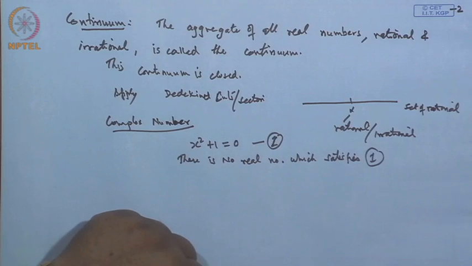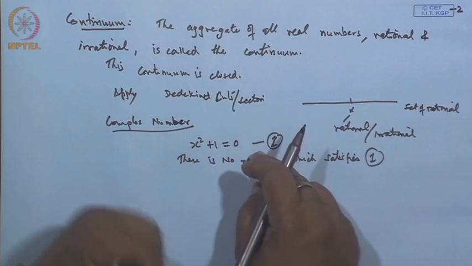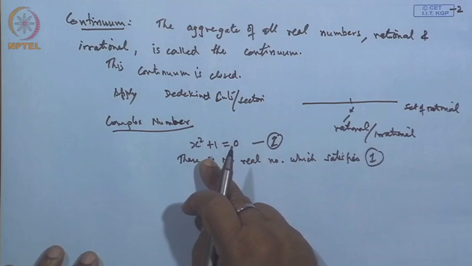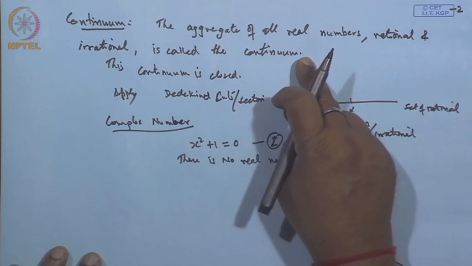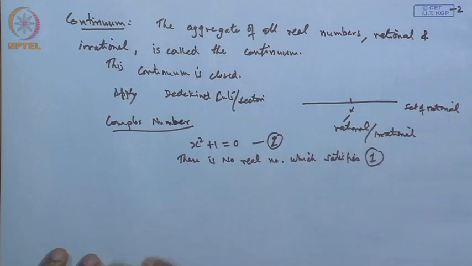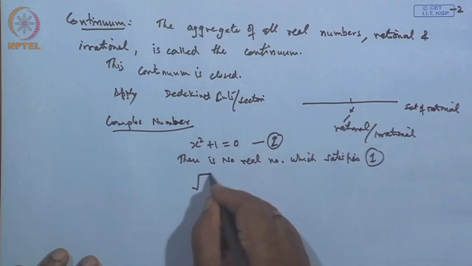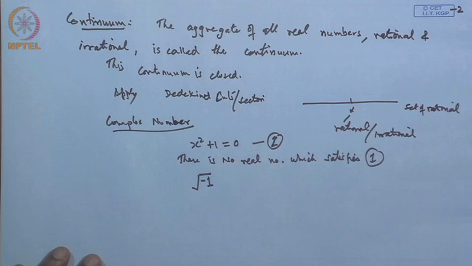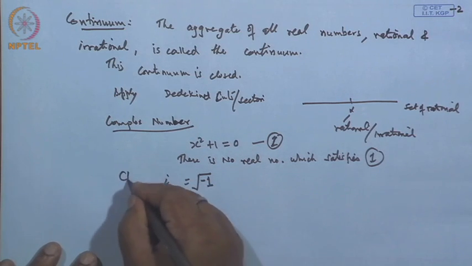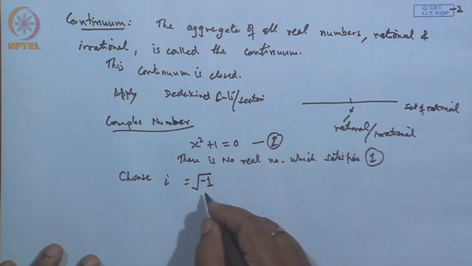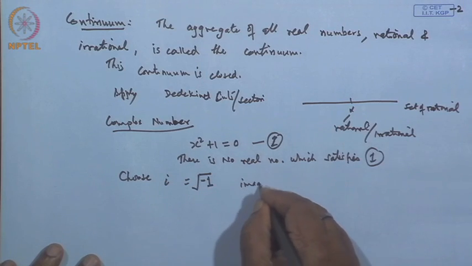But this is also an equation; some physical phenomena may be governed by this equation. So, the question is whether we can further extend the system of real numbers, not by the Dedekind cut, because the cut is not helping us to extend it, but by some other method. That method comes out to be choosing the square root of minus 1 as an imaginary quantity i. We choose the square root of minus 1 as an imaginary number.